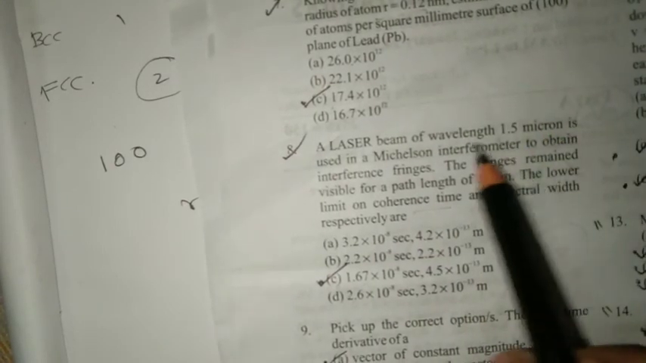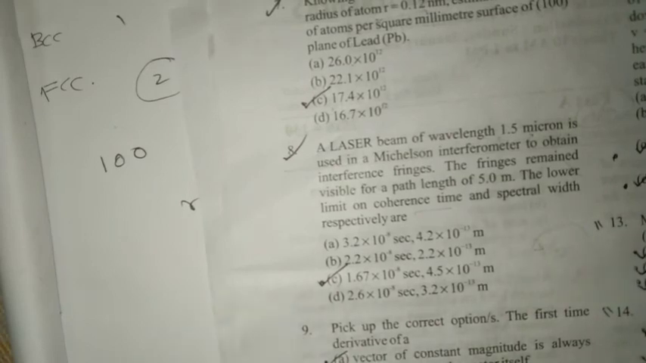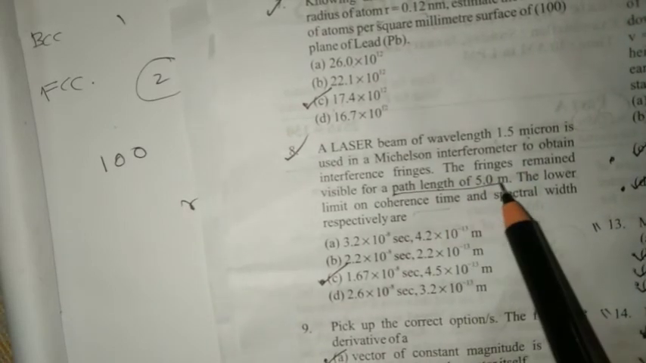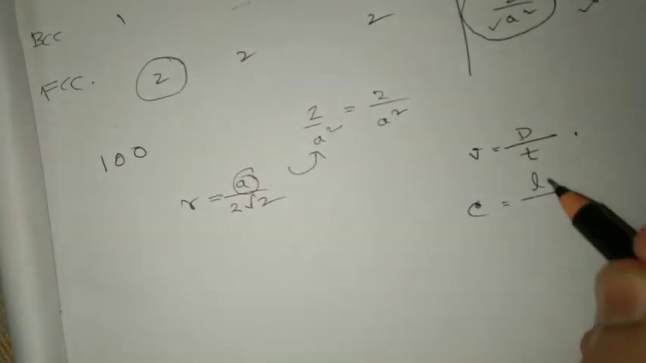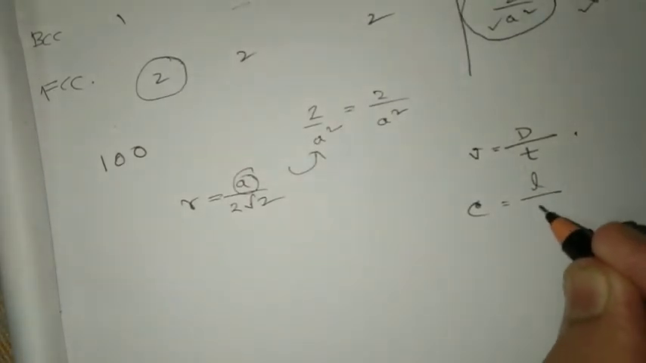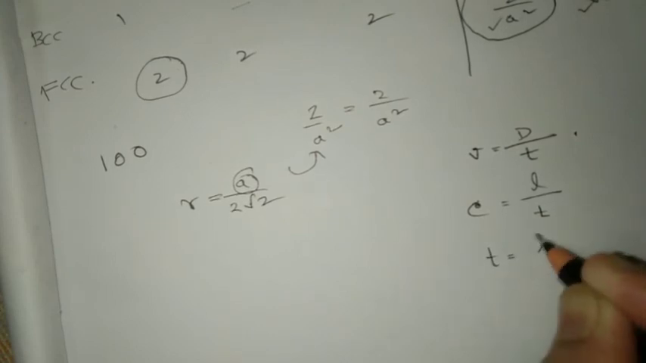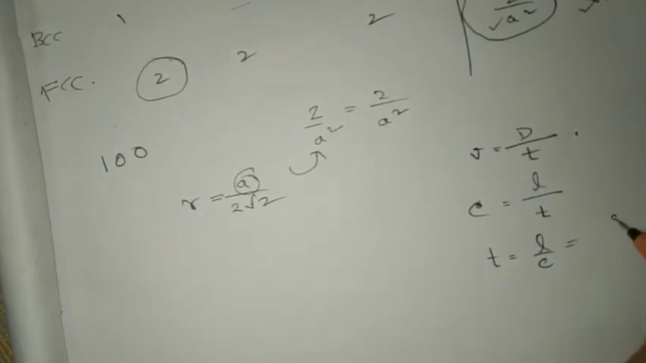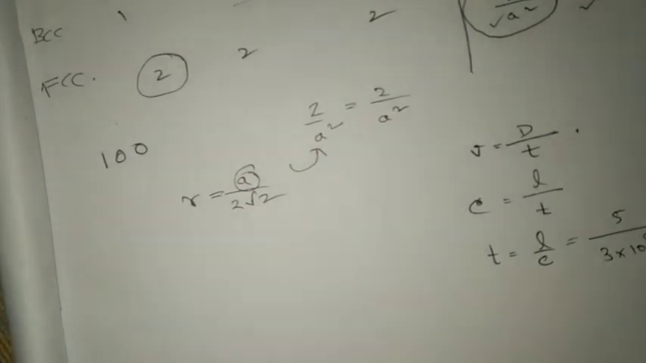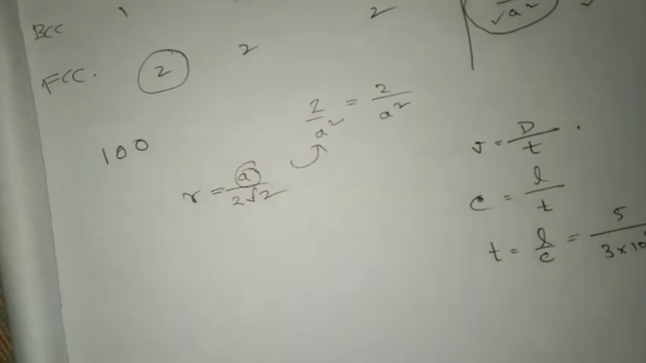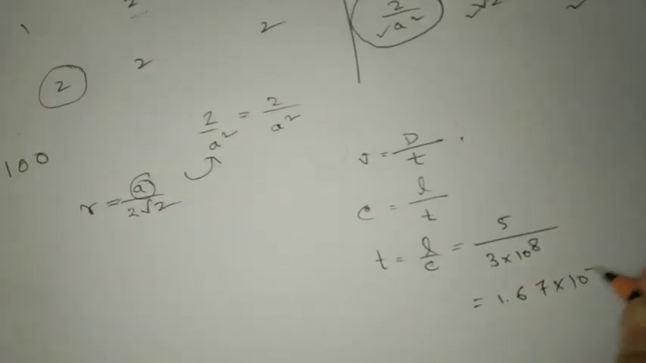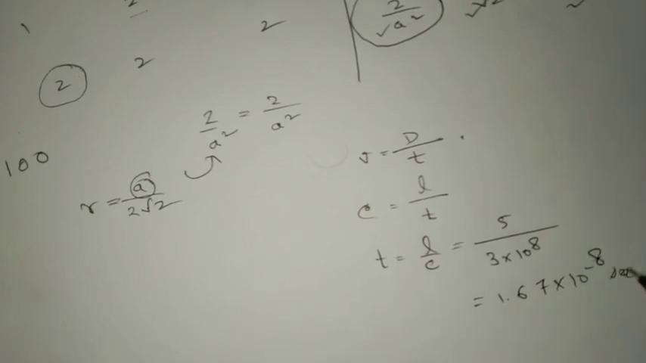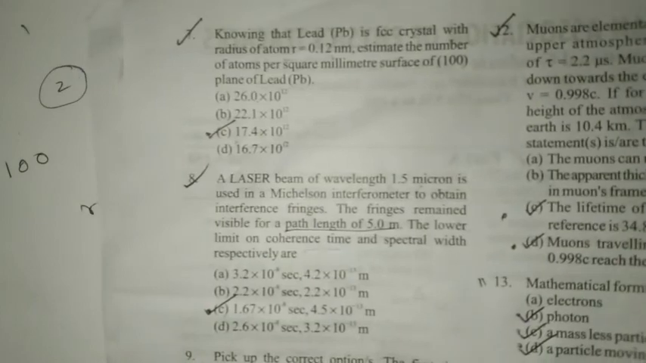So here wavelength is mentioned. We don't need this to do the problem. We just need that path length, which is the coherence length. This is the coherence length, this is time. We need to find time over here. It is L upon c. If you put 5 upon 3 into 10 to the power 8, this will give you 5 upon 3, which is 1.67 into 10 to the power minus 8 second. You don't need to check the other options, okay?